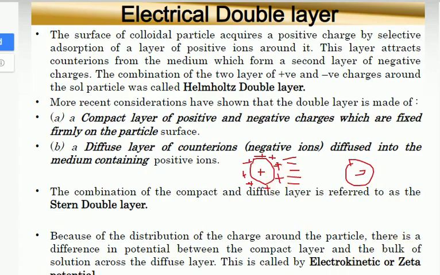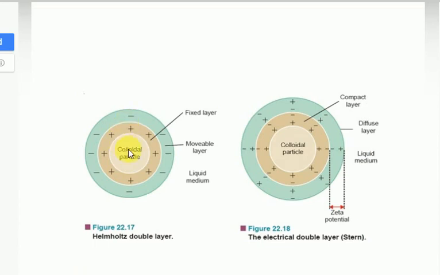You will get a very clear idea now. When the colloidal particle absorbs positive charge, the positive charge becomes the layer around it, and negative charge particles are attracted. This is called the fixed layer, which surrounds the colloidal particles. The next layer is called the mobile layer. Just imagine the colloidal particle with the fixed layer and mobile layer around it. This is called the compact layer, and this is called the diffuse layer. Because of the different charges, some potential is developed. It is called the zeta potential.